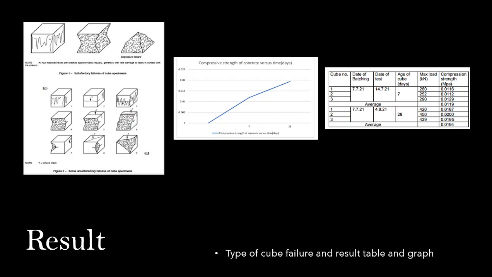This is the result. On the left side, we can see an image of a type of cube failure that we would get. It differs depending on what type of aggregate we use. For example, with coarse aggregate, we are of course going to see the explosive failure. If we have fine aggregate, we're probably going to see the same result, explosive failure. But if we have a mixture of fine and coarse aggregate, we're going to see the middle one, which is the side chip off.